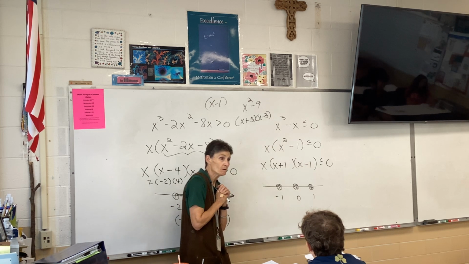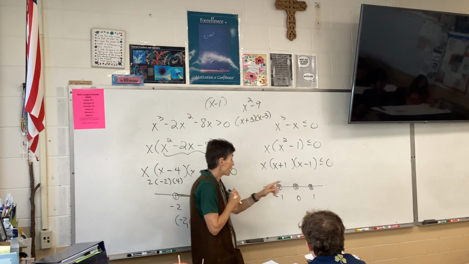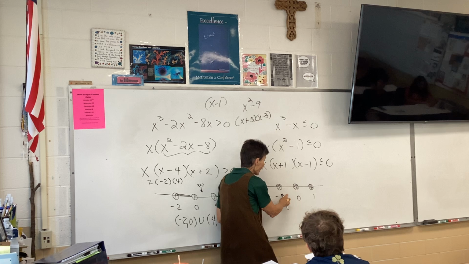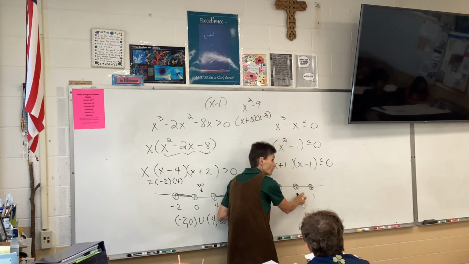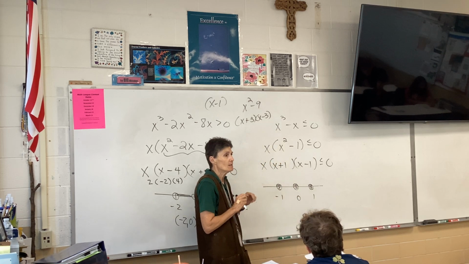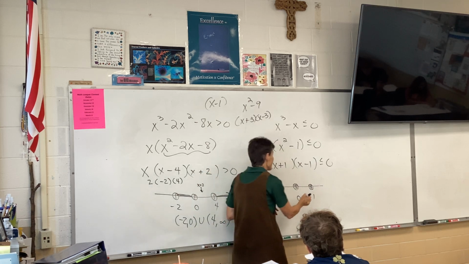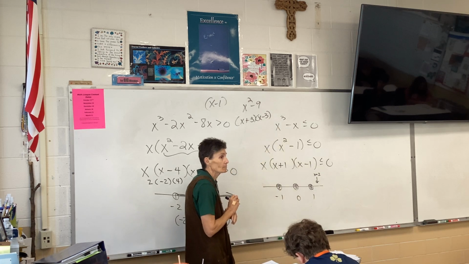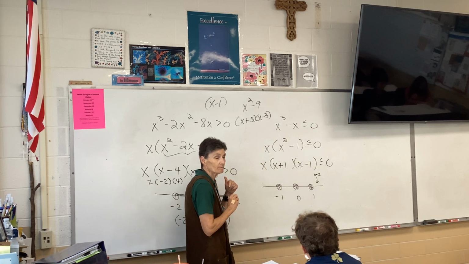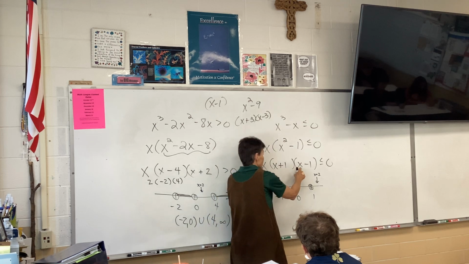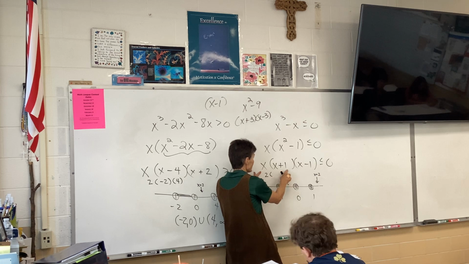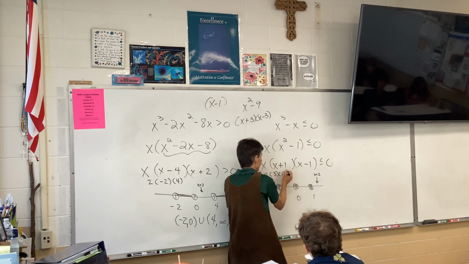So I'll pick a number. And I heard somebody say 2. What a great choice. Because if you tried to pick a number in here or in here, wouldn't it be a fraction? Yucky. You have a choice. 2 is a great number. It's out here. So I'm gonna plug 2 in. For all the x's, I'm putting in 2. So 2, this would be 3, and this would be 1.